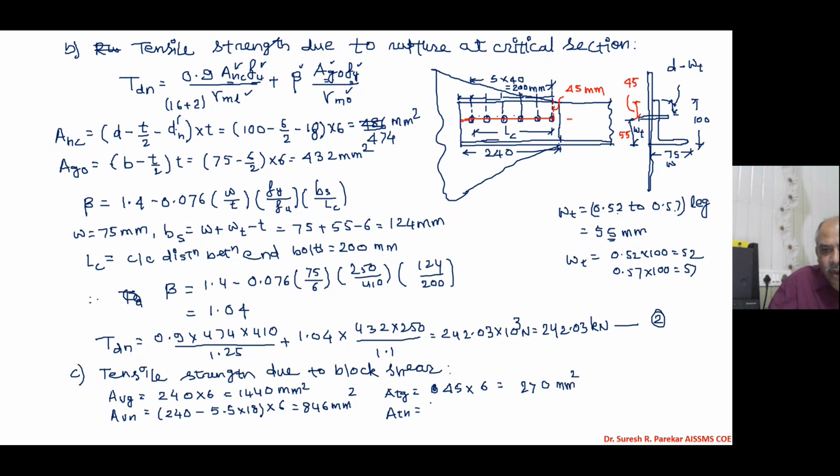And for ATN, we have 45 minus half the diameter of the hole because it is till the center. This distance we have till the center. So half bolt hole we have to subtract, 0.5 into 18 into 6. And we will get 45 minus 9 multiplied by 6, which is 216 millimeters square.